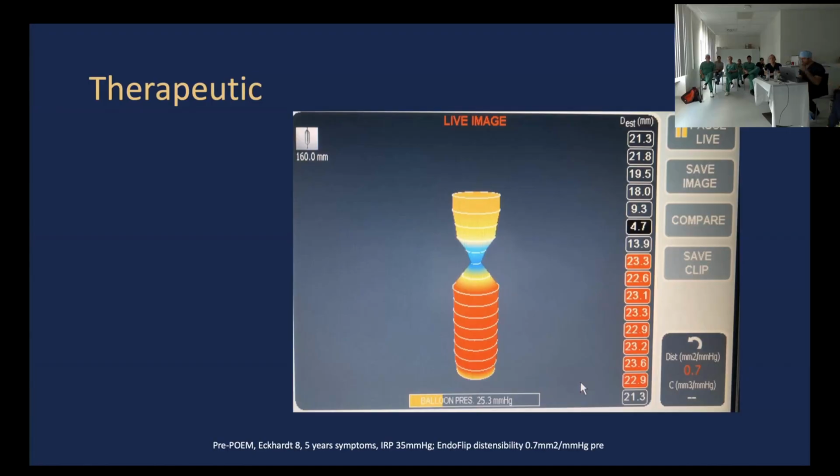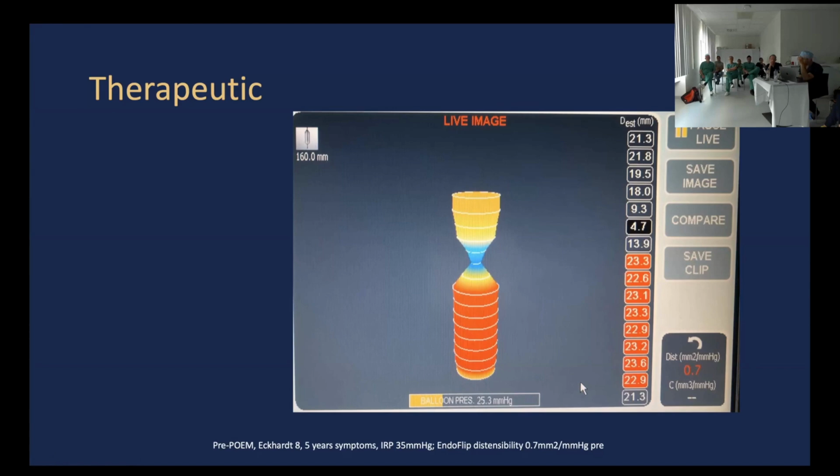This is a patient who had a POEM with an Eckhart score of 8, symptoms for 5 years, IRP at manometry of 35, and endoflip distensibility pre 0.7. Right, so this is the image pre. You can see this is the gastro-oesophageal junction. You can see that the diameter at the gastro-oesophageal junction is 4.7 millimeters only. If we go back to our chart before, that's clearly abnormal.